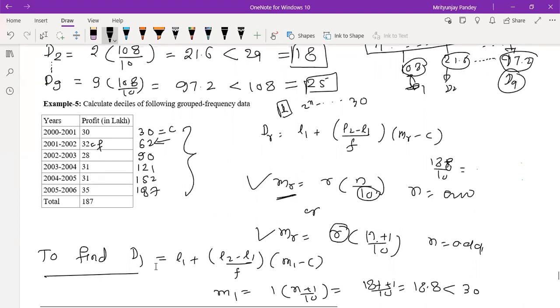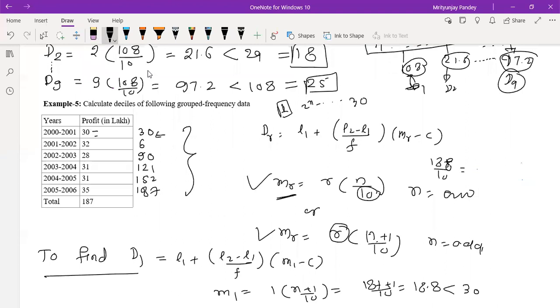And this is your first formula D1. So in D1, the formula is L1 plus L2 minus L1 divided by F, M1 minus C. So first of all, find the M1. You can use any one, either even wala formula or odd wala, doesn't matter. So I will use here odd wala formula, that is N plus 1 by 10. N is nothing but 187, plus 1 divided by 10. Answer is 18.8. This is just less than 30.